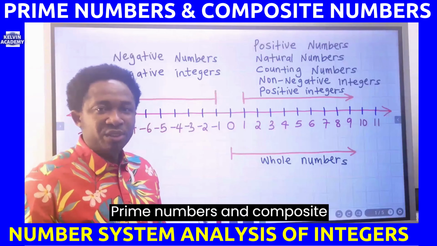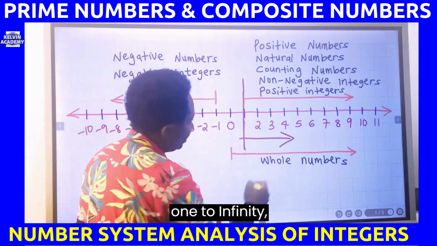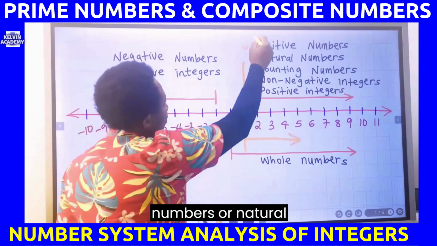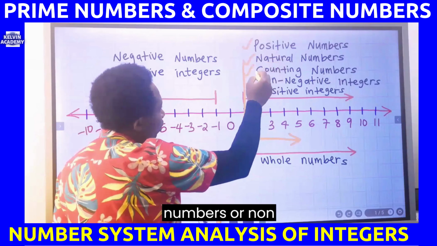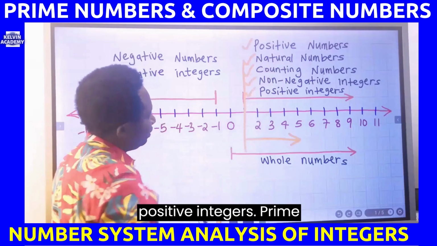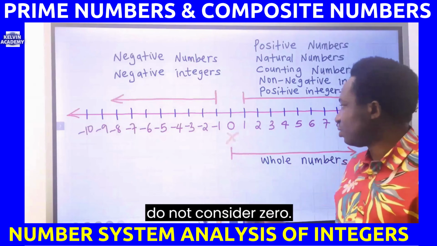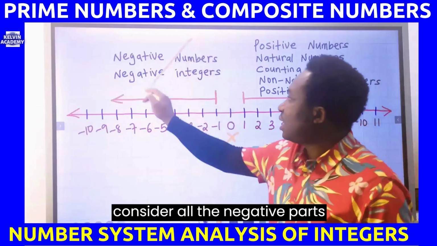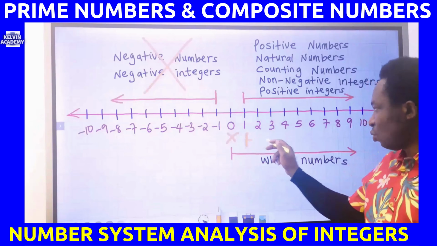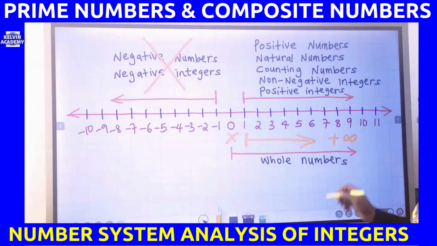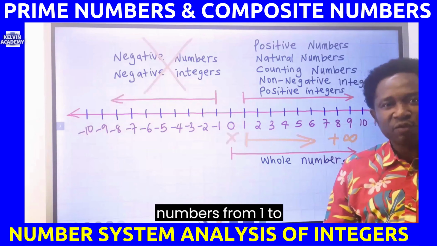Prime numbers and composite numbers consider only numbers from 1 to infinity, which can be called positive numbers or natural numbers or counting numbers or non-negative integers or positive integers. Prime numbers and composite numbers do not consider 0. In addition, they do not consider all the negative parts of the number line. The consideration starts from 1 towards the positive infinity. Next, let's identify all the prime numbers and composite numbers from 1 to 20.